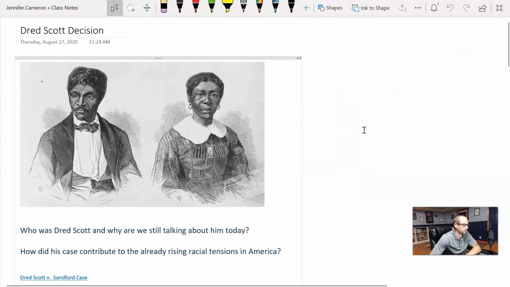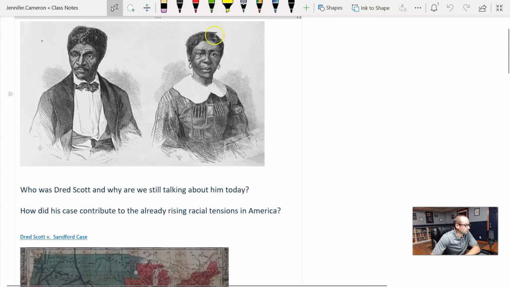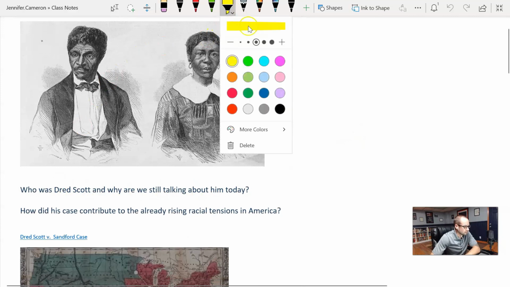Now, the Dred Scott decision, when we say decision, we're talking about a Supreme Court decision. If you remember from last year, the Supreme Court is the highest court in the country. What they say must be followed by all states. So the decision that they make regarding this man right here, Dred Scott, is going to have far-reaching implications for the entire United States. So the questions that we need to look at here are, let's switch up our colors.